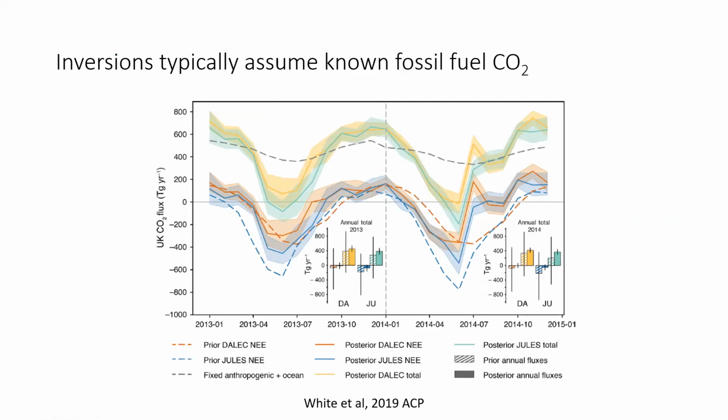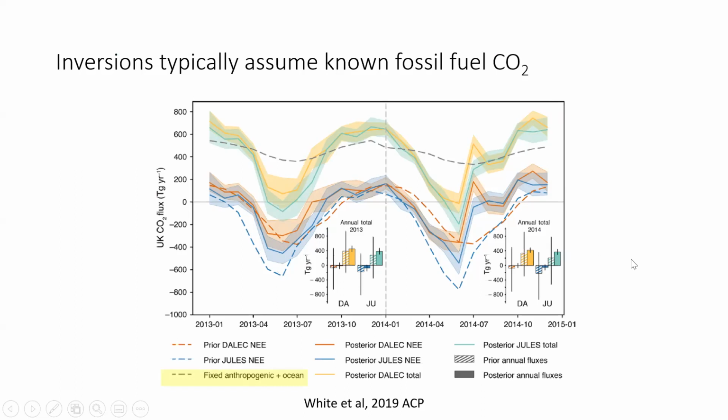This is from Emily White's paper from a couple of years ago, which was looking at CO2 emissions of the UK. The approach here is fairly typical of inverse modelling. We assume that the anthropogenic component is fixed, and that's shown by this grey dashed line. If you can see my cursor, it points out around the top. This grey dashed line is the fixed anthropogenic and also ocean component. Then when looking at the differences between observations and our models, we prescribe all that difference to be due to differences in the biosphere.